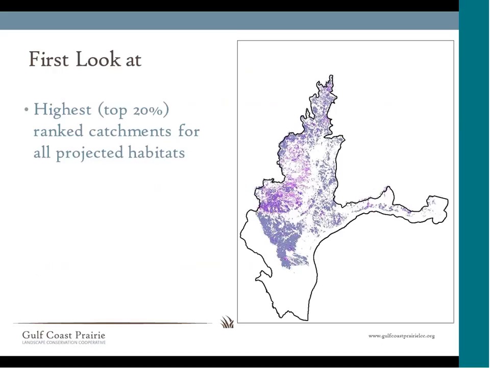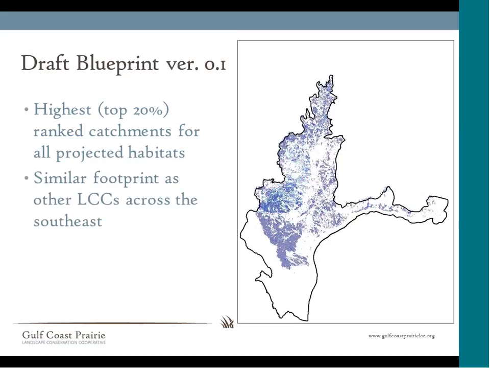So what you see on your screen on the right is the highest ranked catchments, so the top 20% for all of the projected habitats. The more land cover-based terrestrial habitats are in a bluish gray, and the purple illustrates the top 20% of catchments that have headwaters, rivers, and streams that are in the top 20%. Combined into a similar shade gives us a look at a draft blueprint.